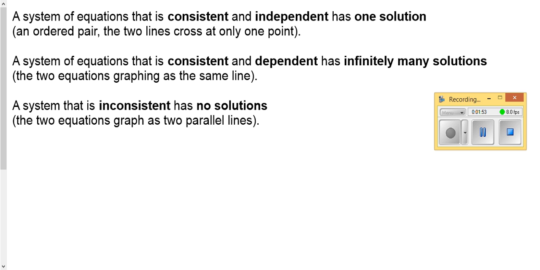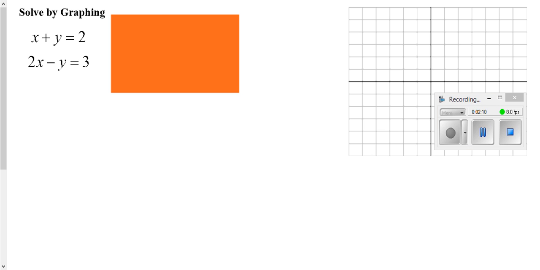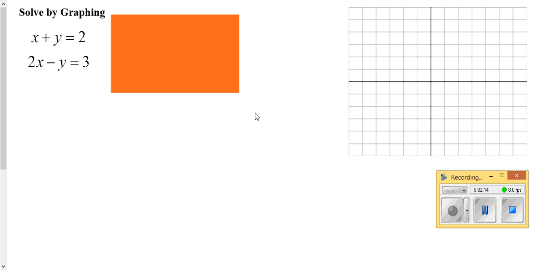Now, your solution to a system of equations is where the two lines, or if you have three lines, where the three lines would cross. But for the most part, we're going to be just dealing with two equations, two variables, so we'll be looking to see where the two lines cross. Now, there's a couple ways you could do it. You could do it by graphing.